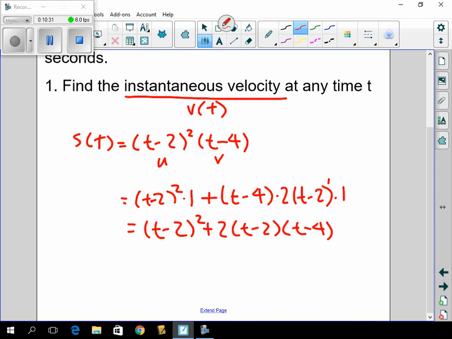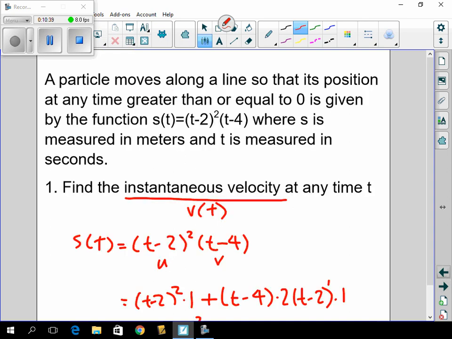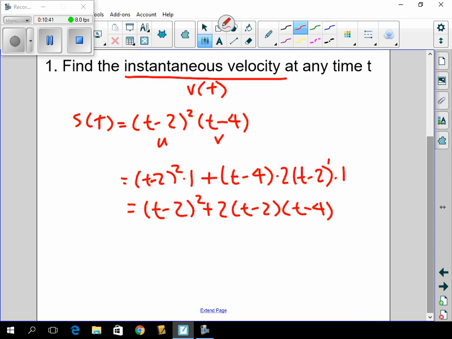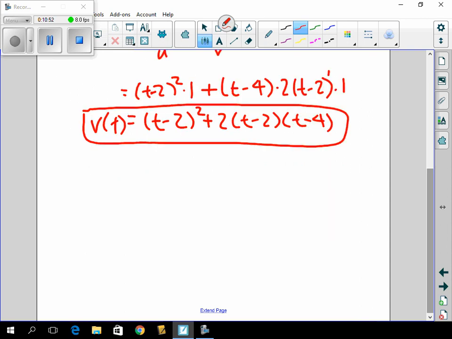And so another thing I'm going to do, because I'm looking ahead and I'm seeing that I need to find acceleration next, is rewrite this velocity. So this is our velocity function. You can leave it like this. That's totally fine. But since I already looked ahead and found that I needed to find the derivative again, I'm just going to simplify this. I did this beforehand. You can check my math if you want. But when I multiply everything out and simplify this, you should get 3t squared minus 16t plus 20.